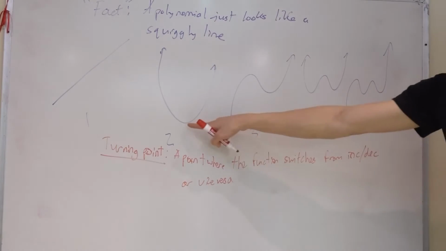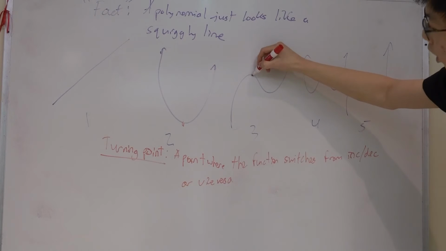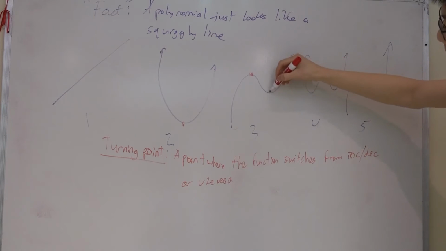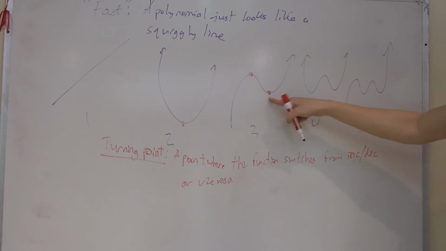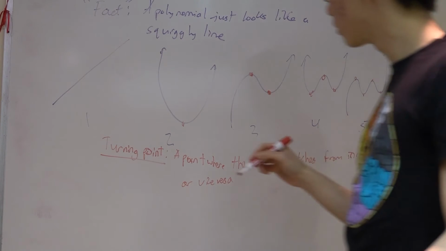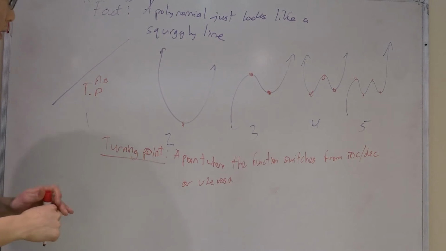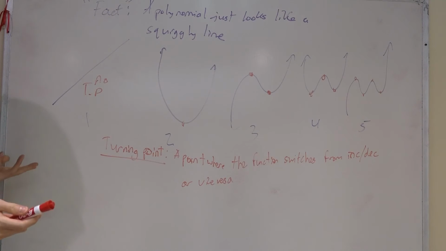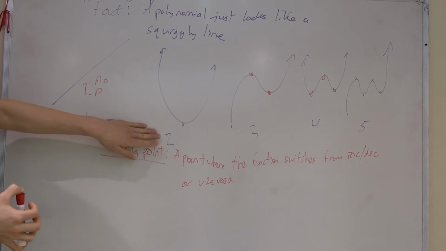So here, this is a turning point because the function stops decreasing and starts increasing. Here the function stops increasing and starts decreasing, and then it does another switch again. It goes from decreasing to increasing. So here's a turning point, here's a turning point, here's some more turning points, here's some more turning points. Maybe you notice a pattern. Here there were no turning points. I'll write TP. Okay? And this is the pattern. Hopefully you see it. The amount of turning points is always one less than the degree.